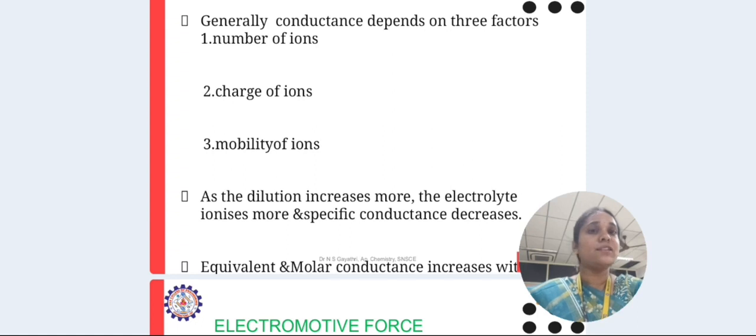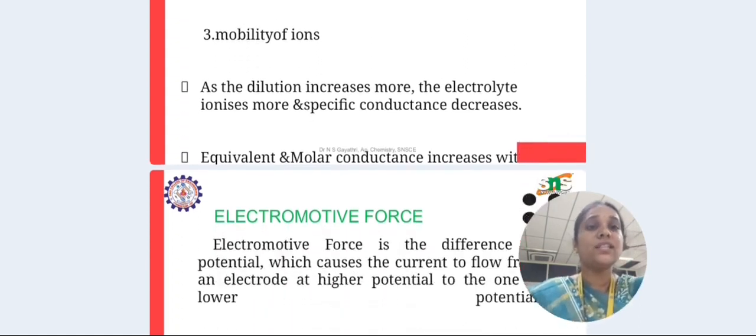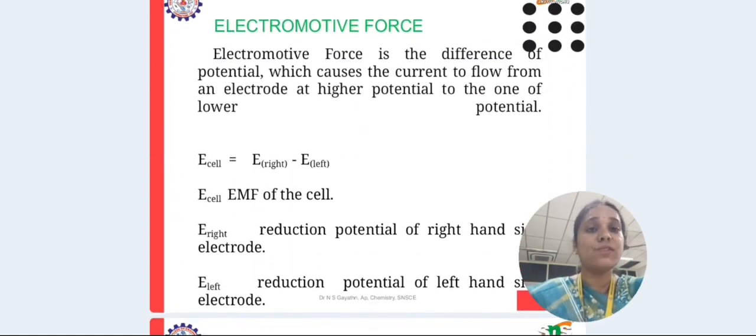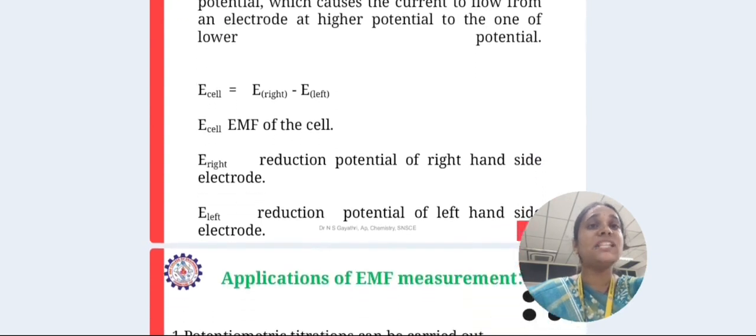Effect of dilution: we are seeing that the conductance depends on these three factors, that is number of ions, charge of ions and mobility of ions. As the dilution increases, only the specific conductance decreases, but the equivalent and molar conductance increase with the increase of dilution. And next we move on to the electromotive force, which is shortly called as EMF.